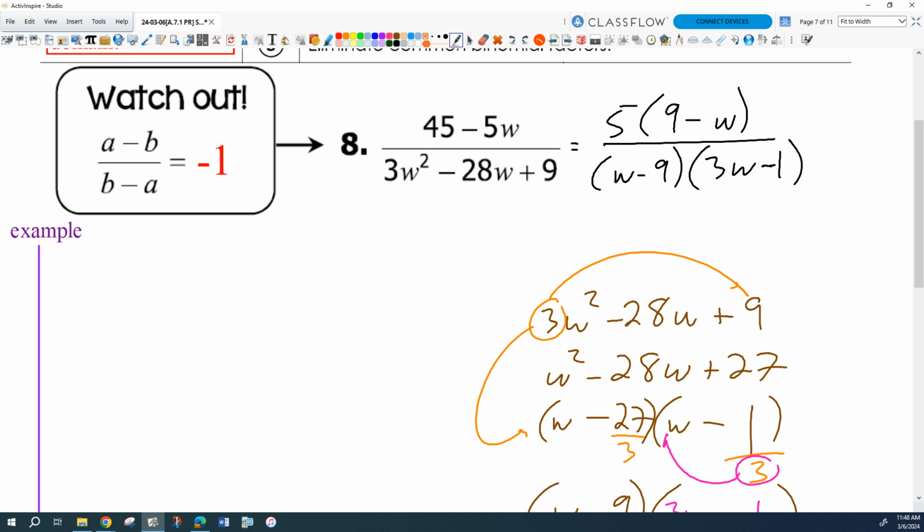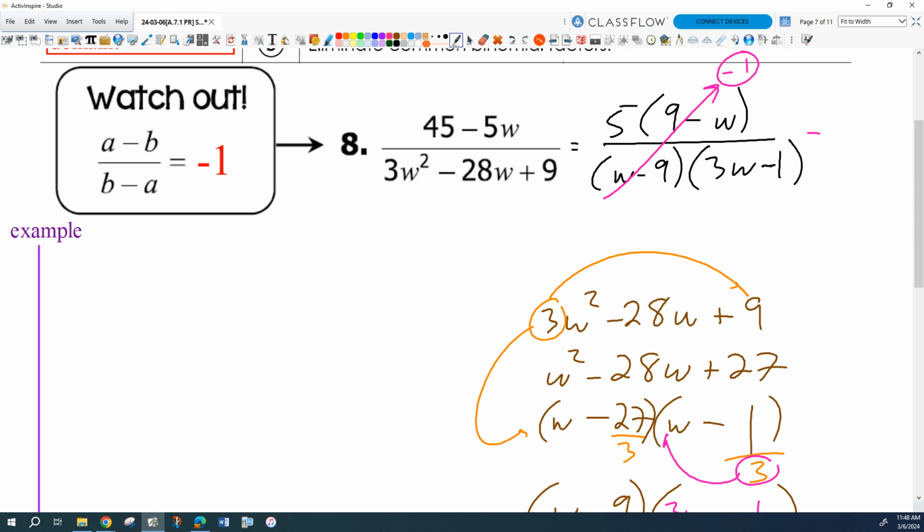So what happens here then? Look, those are flips. 9 minus w over w minus 9, right? Those fit that pattern. So here's how you show it. They cancel, but the arrow points to a -1. Those get replaced by a -1. Isn't that slick? That works for everything.